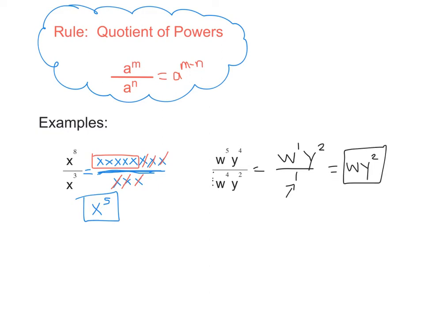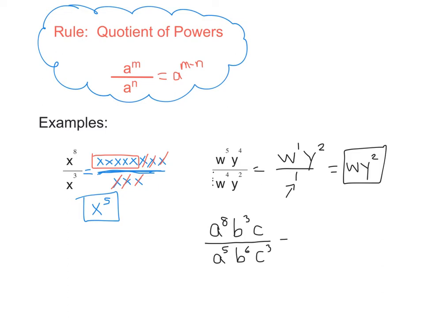Now I'm going to show just one more example here using that same process. So let's say I have a to the 8th power times b to the 3rd power times c over a to the 5th power b to the 6th power c to the 3rd power.